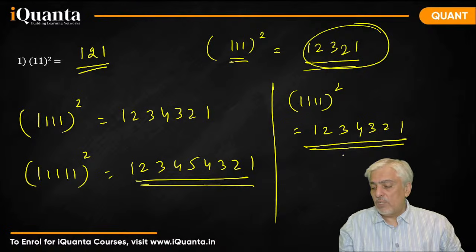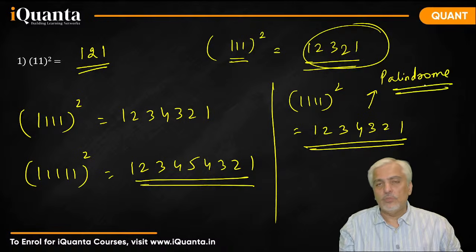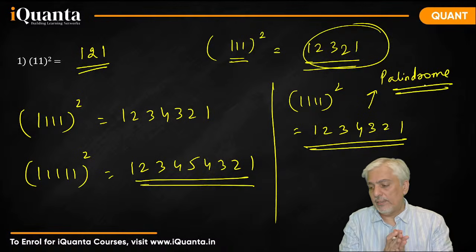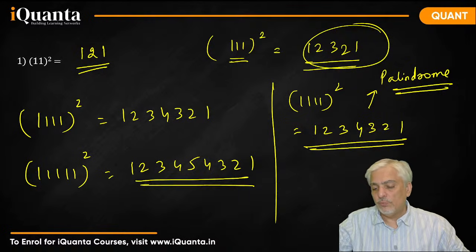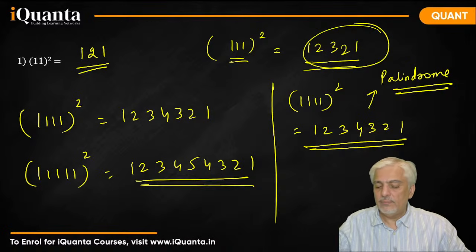What is such a number called? It is called a palindrome. A number that is the same from the front as from the back will be called a palindrome. Clear? Chalo.